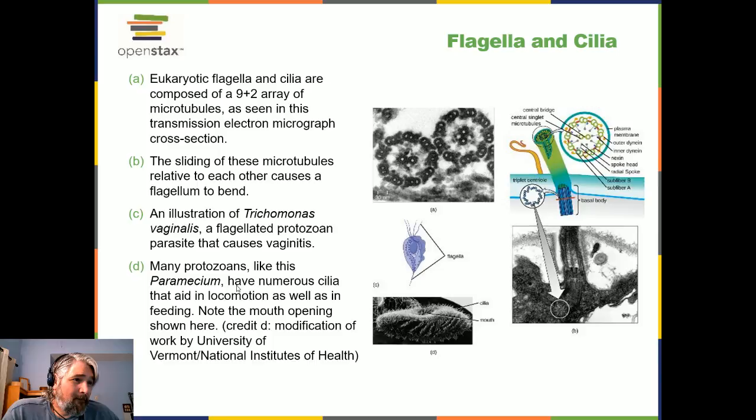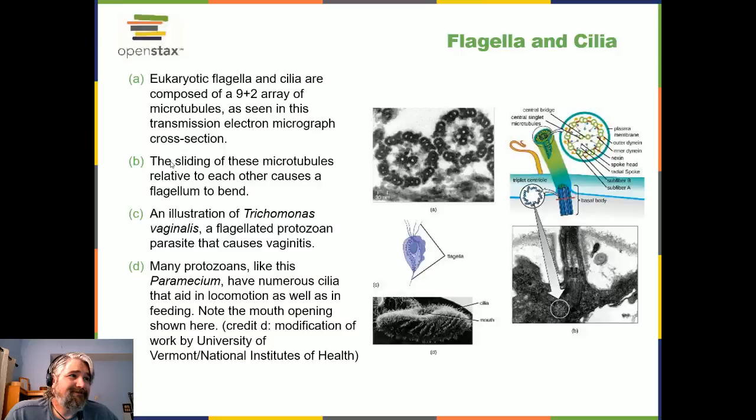So paramecium have numerous cilia that aid in locomotion as well as feeding. We've got the mouth opening shown there. But the 9 plus 2, that's an arrangement you'll have to know at some point. Dynein is the motor protein used to facilitate this movement. And this has a basal body, it has a stator, it has, well, not really a rotor, but, well, maybe it doesn't. Yeah, it's completely different.